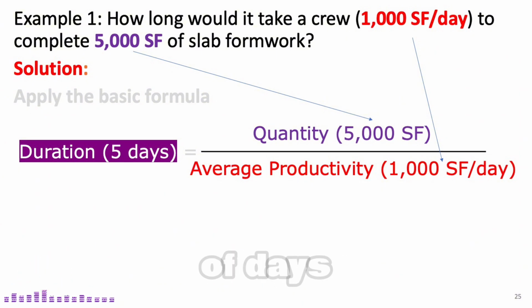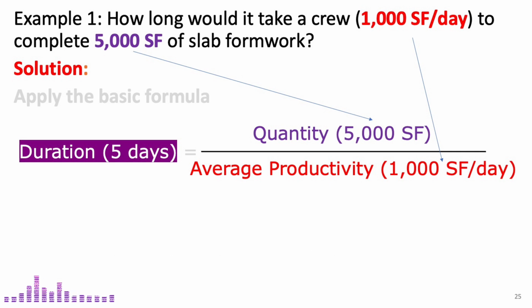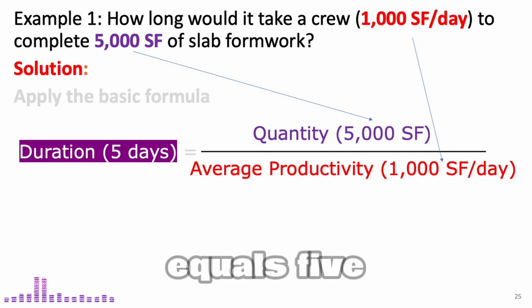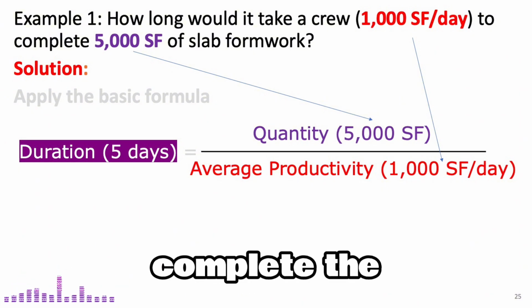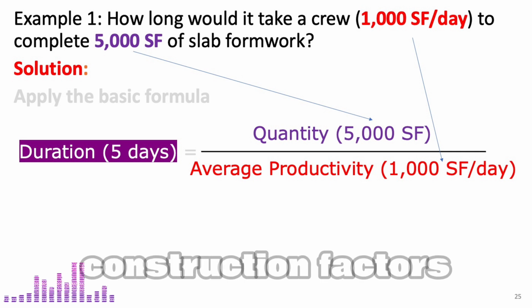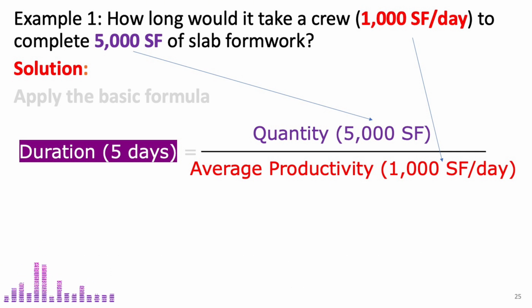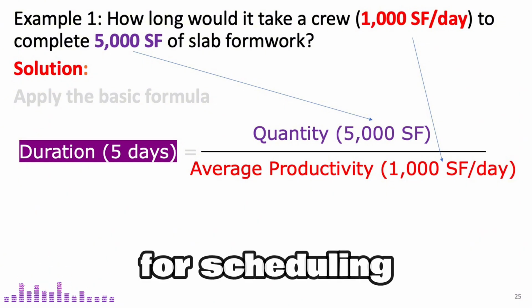To determine the number of days required, we divide the total work by the daily productivity rate. 5,000 square feet divided by 1,000 square feet per day equals 5 days. This means the crew will need 5 full days to complete the slab formwork under normal working conditions. However, in real-world construction, factors like weather, site conditions, and crew availability could affect the actual duration. Still, this estimate provides a solid baseline for scheduling and planning.